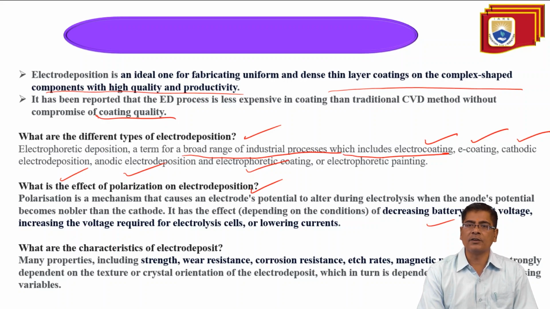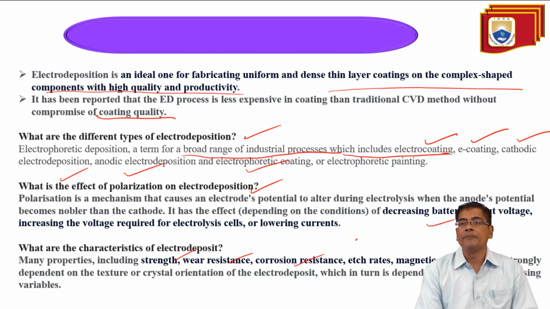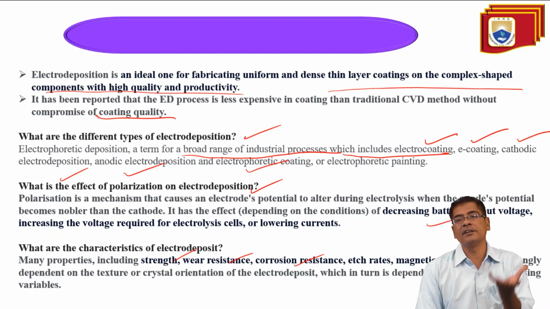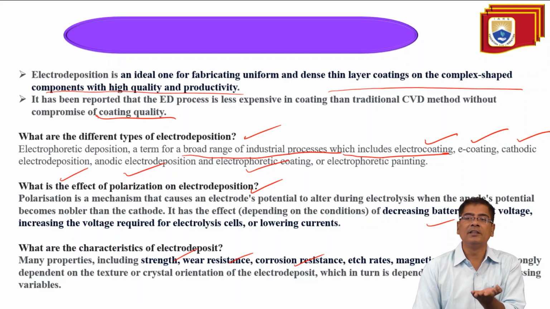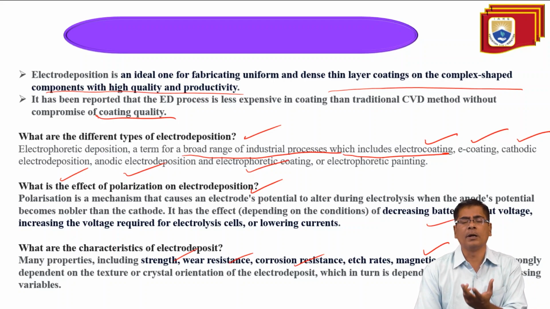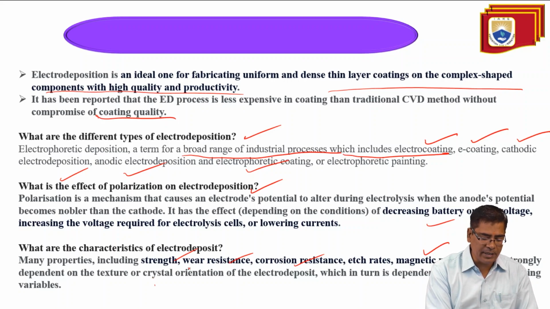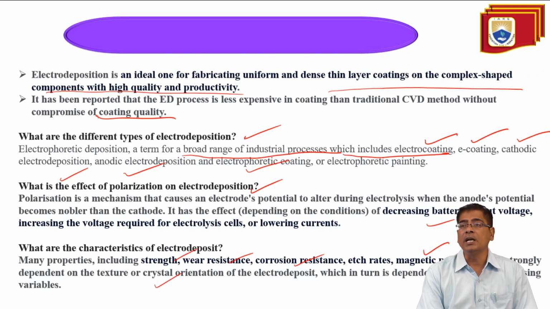So what are the characteristics of electrodeposition? There are many properties, including strength, water resistance, corrosion resistance, and etching rates, in the sense of how high we can etch the thin film on the substrate. And magnetic properties like permeability and susceptibility, whether it is ferromagnetic. The magnetic properties are strongly dependent on the texture or crystal orientation of the electrodeposit, which in turn depends on all the processing variables. So these are some of the characteristics of electrodeposition.